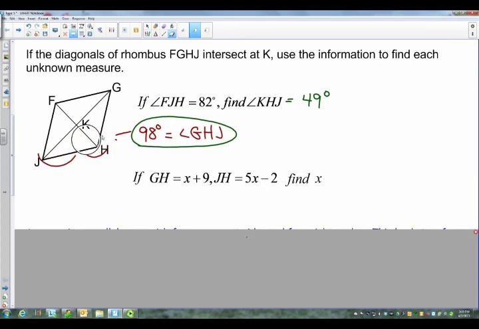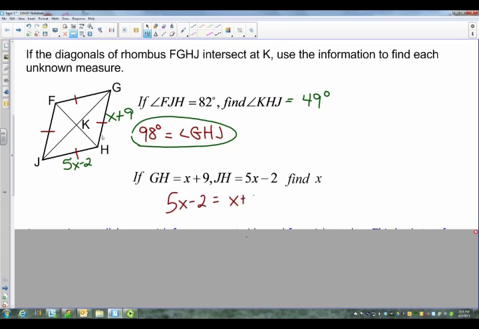Alright, the second one. I'm going to erase this so we can kind of isolate and see what we're looking at. The second one here says GH, which is this side right here, is x plus 9. JH, which is this lower one here, is 5x minus 2. We need to figure out what is x. Well, this shape is a rhombus. A rhombus has all four sides congruent. And anytime things are congruent, they are equal. So that means that 5x minus 2 is equal to x plus 9.